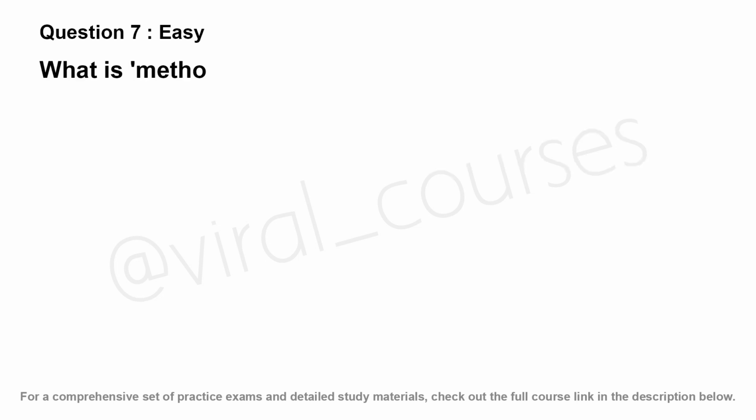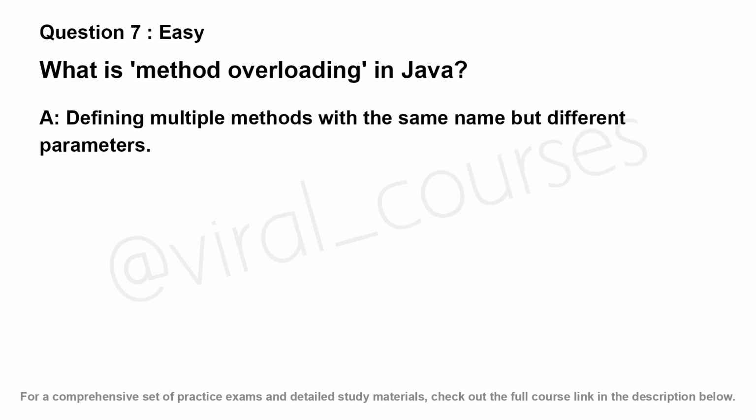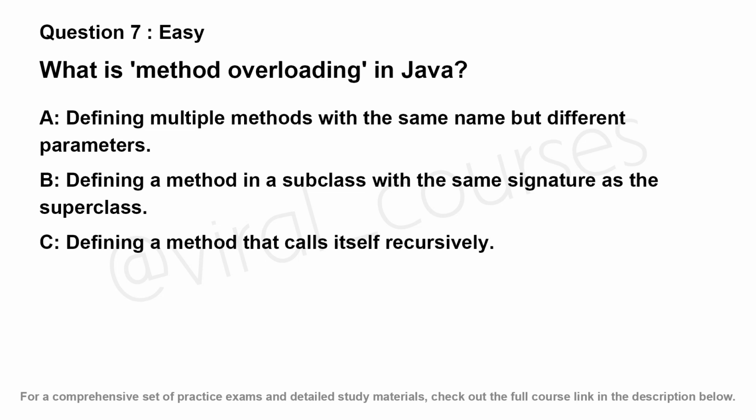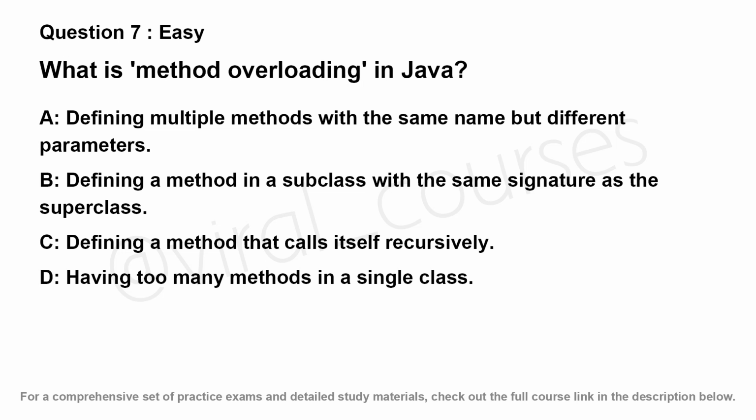What is method overloading in Java? Option A, defining multiple methods with the same name but different parameters. Option B, defining a method in a subclass with the same signature as the superclass. Option C, defining a method that calls itself recursively. Option D, having too many methods in a single class.